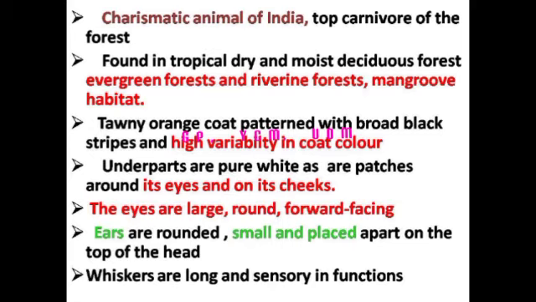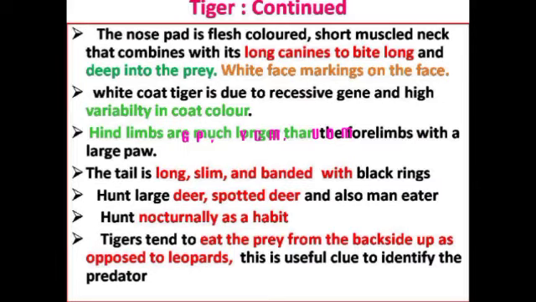The nose pad of the tiger is flesh in color, with a short muzzled neck that combines with its long canines to bite long and deep into the prey, with white face markings. The white coat tiger is due to a recessive gene. Hind limbs are much longer than forelimbs with a large paw. The tail is long, slim, banded with black rings.